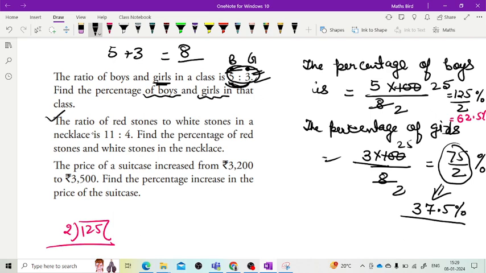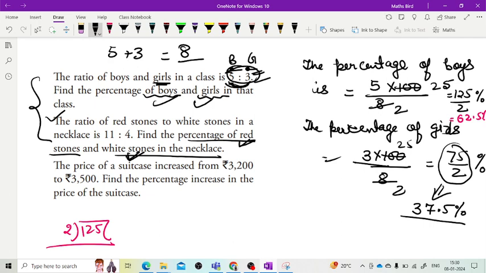Next question, the ratio of red stone to white stone in a necklace is this one. Find the percentage of red stone and white stone in the necklace. Separately they are asking. In the above question, they were asking separately percentage of boy and girl. Similarly, now they are separately asking the percentage of red stone and white stone. The method is same for both questions. So you will solve this question. At least you should try.